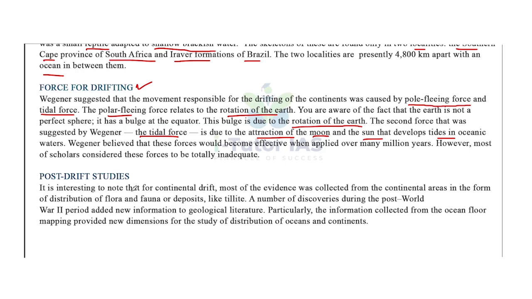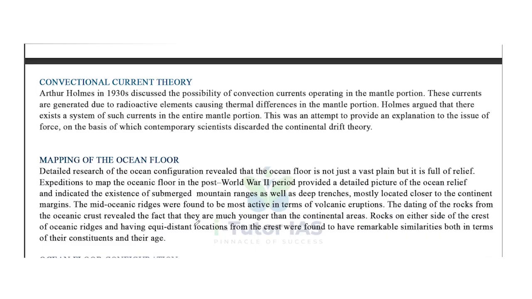It is interesting to note that for continental drift, most of the evidence was collected from the continental areas in the form of distribution of flora and fauna or deposits like tillite. A number of discoveries during the post-World War II period added new information to geological literature. Particularly, the information collected from the oceanic floor mapping provided new dimensions for the study of distribution of oceans and continents. Now, convection current theory.